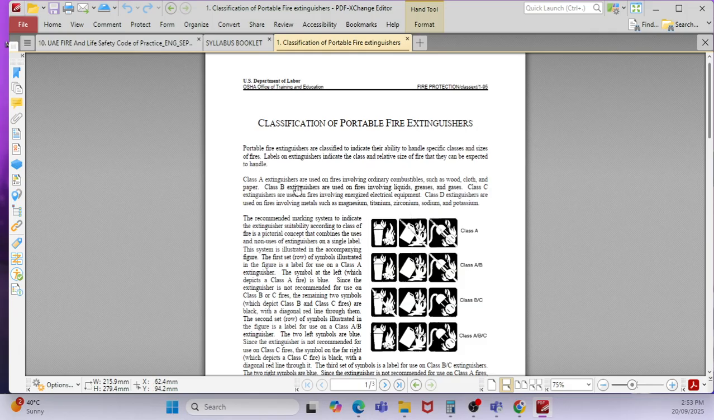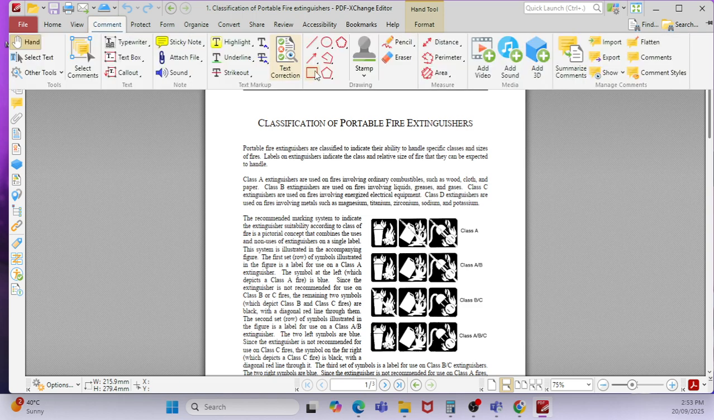The class A extinguishers are used for fires involving ordinary combustibles such as wood, cloth, and paper. Class B extinguishers are used for fires involving liquids, greases, and gases. Class C extinguishers are used on fires involving energized electrical equipment. If you are going to use extinguishers for the electrical room, you can use a class C fire extinguisher, right?